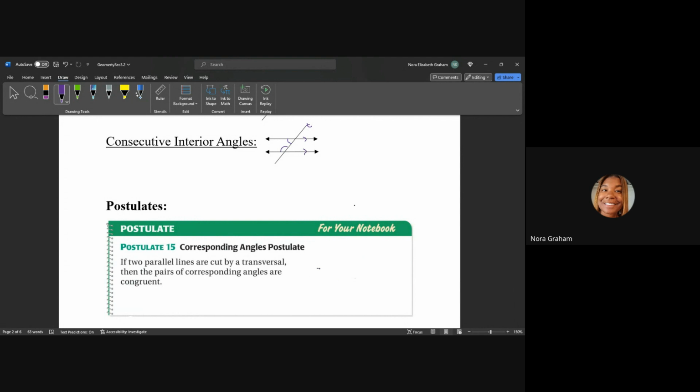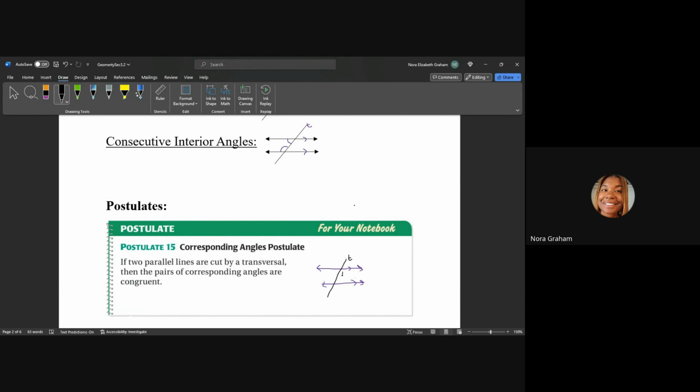That means if I have two parallel lines, I'm going to put my annotation that they're parallel. And let's say it's cut by a transversal. I'll make that transversal black. I'll put T. Then it's saying that the corresponding angles are congruent, and congruent means equal.